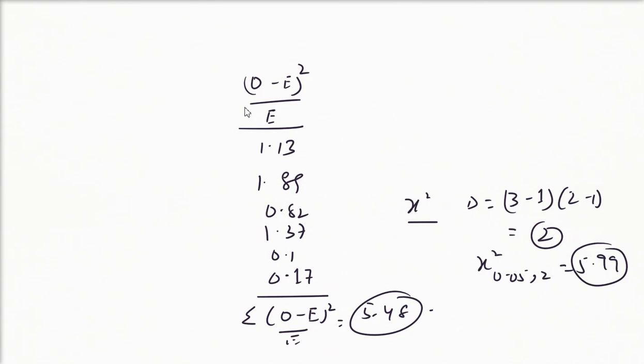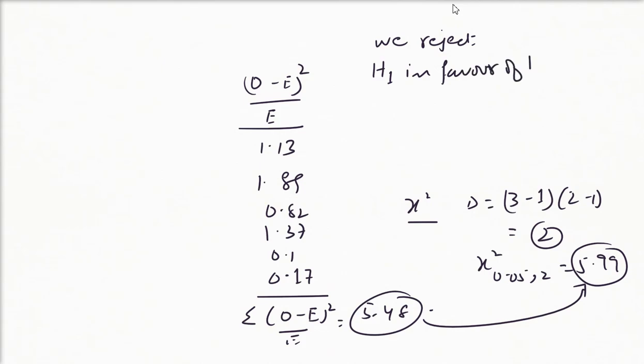Since our calculated value is within this chi-square value, we fail to reject H naught. So we basically reject the alternative, H1, in favor of H naught. Or in simple words, we can say that we accept the null hypothesis.